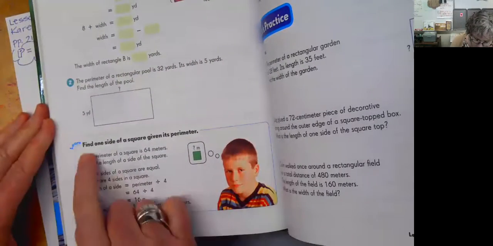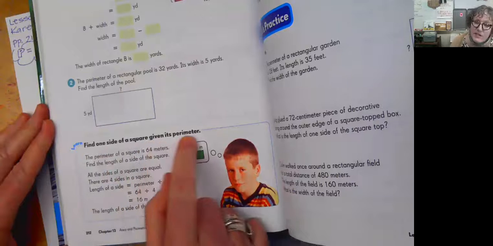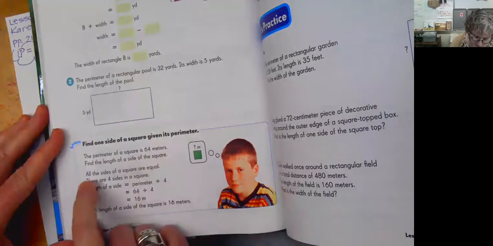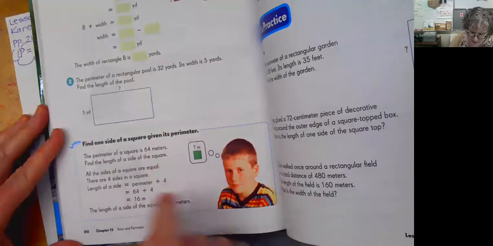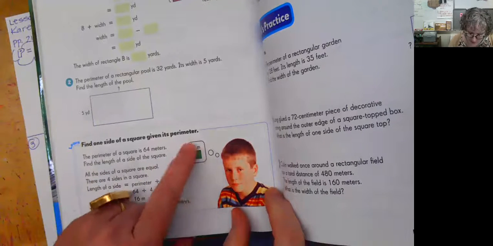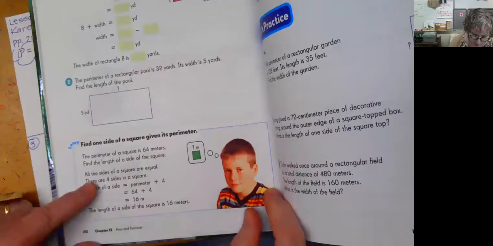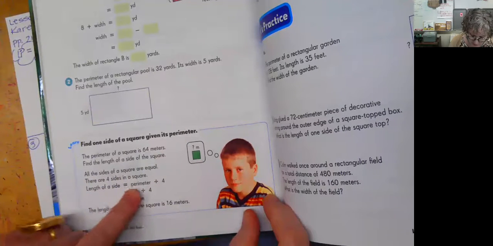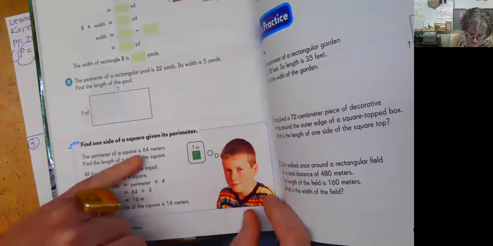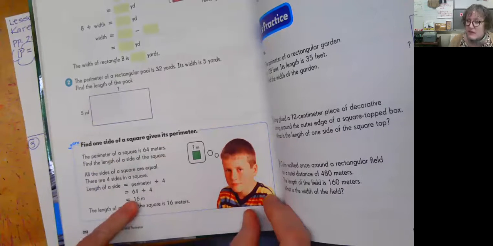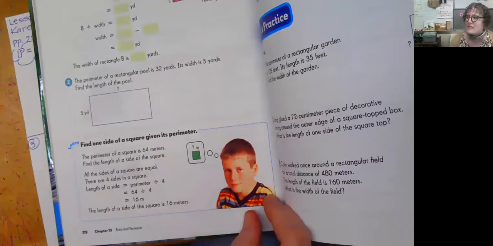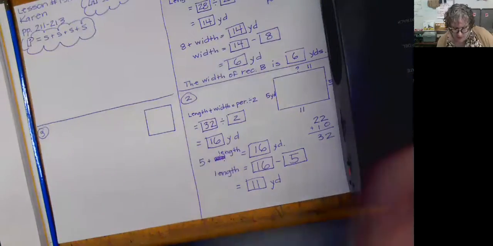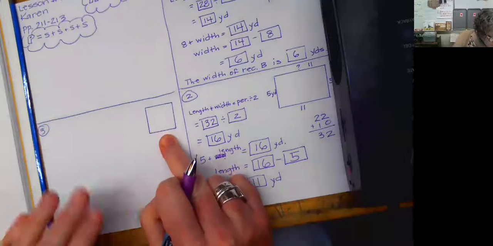He's saying that you can find one side of a square given its perimeter. The perimeter of a square is 64 meters. Find the length of a side of the square. So he's saying, hey, I know what all the lengths are together. There's 64. You can take all the sides of a square because they're equal, and you can just divide by 4. So if I have 64 divided by 4, that tells me that the length of the side is going to be 16 meters.